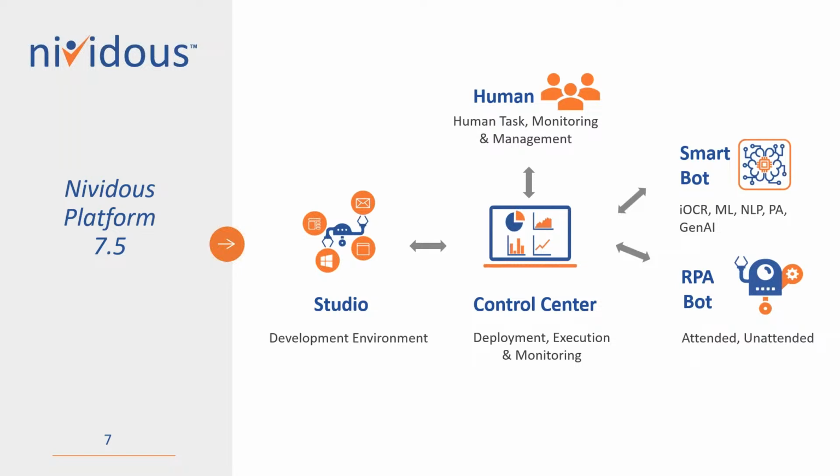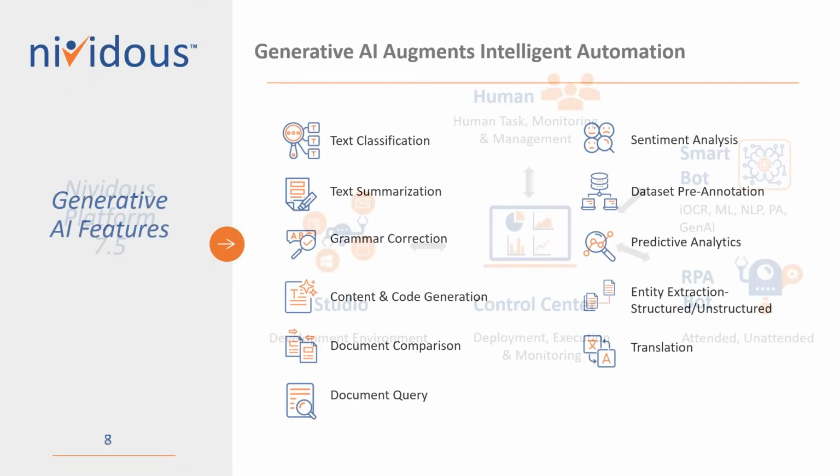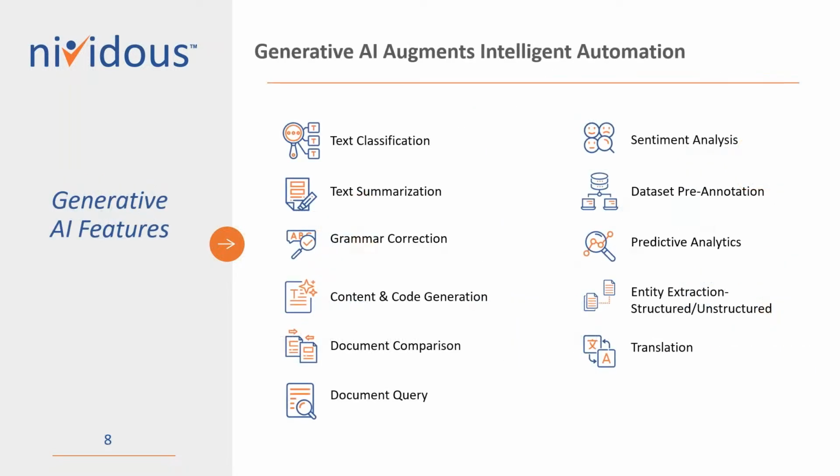And then there are bots that can be attended or unattended that are out there as agents, usually fetching or putting data into various systems, various places. And then the smart bot component is the Nividus AI component, and that's where the generative AI gets tied in. So you'll understand a little more about that as we go, probably.